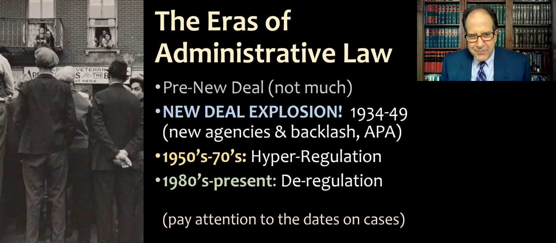And the big takeaway from this is we had lots and lots and lots of new agencies. We only had a few before this, and now they were multiplying faster than people could keep track of. And then we had some judicial backlash because this was such a shock to the system. Part of the backlash culminated in a legislative response, the Administrative Procedure Act, in the late 1940s.